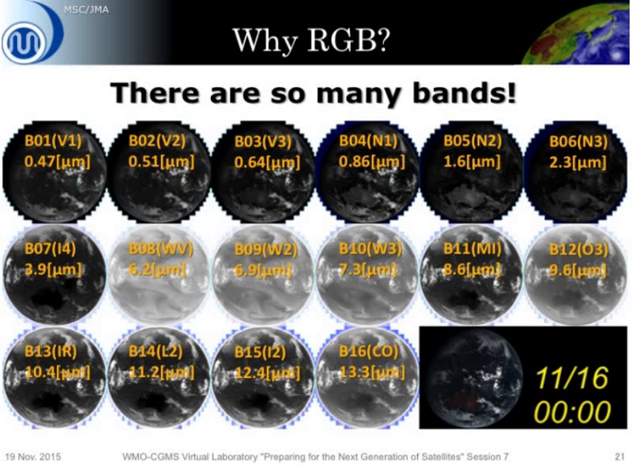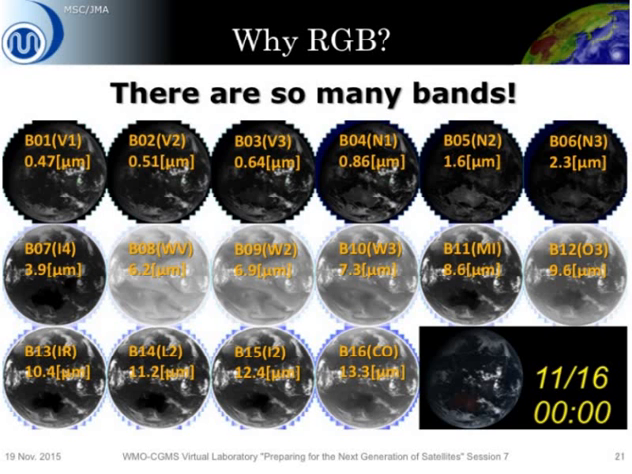Then, why do we use RGB techniques for satellite images? Here is Himawari-8 full disk observation data at 00 UTC, 16th November. As you know, there are 16 bands. Forecasters should monitor all of these data and also the differences between one band and another. Moreover, these data are produced every 10 minutes.